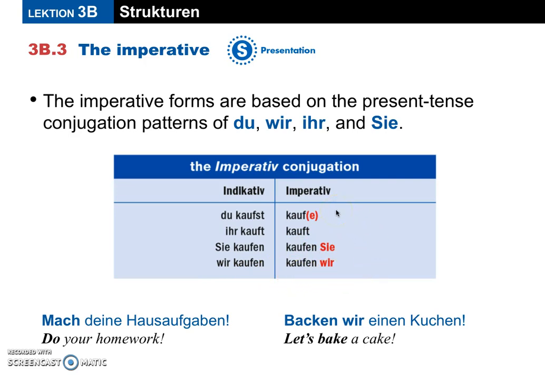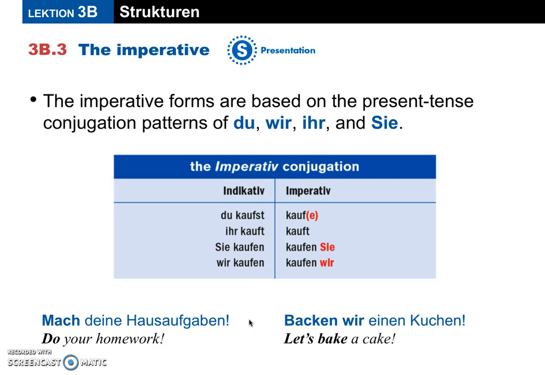Note that in the imperative for du and ihr informal, there is no personal pronoun needed. However, in the formal and in the plural, you have to put the pronoun after the verb. Kaufen Sie and kaufen wir. Let's check out the examples below.